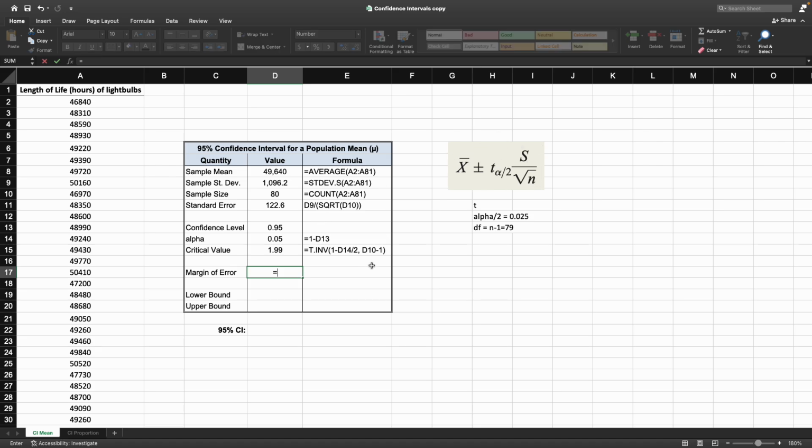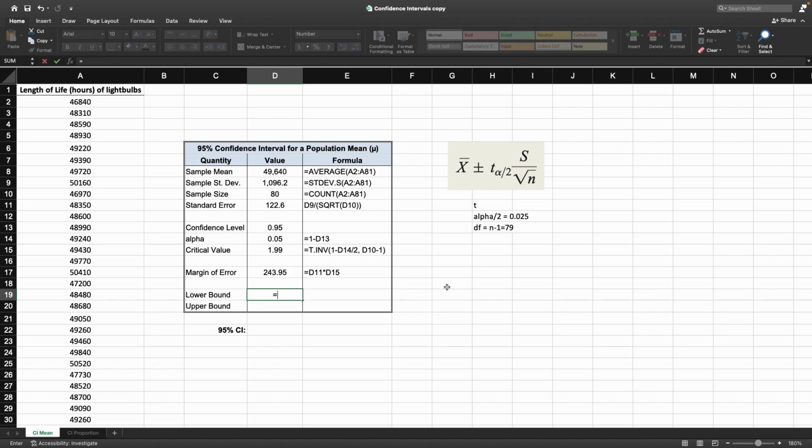So let's do equals standard error times t statistic, 1.99 and enter. Okay, so now we have this whole piece, t times s over square root of n. So now we want to create a lower bound for our confidence interval. We're just going to take our sample mean, subtract the margin of error, and then for the upper bound, we'll take our sample mean and add the margin of error. So let's go ahead and do that.